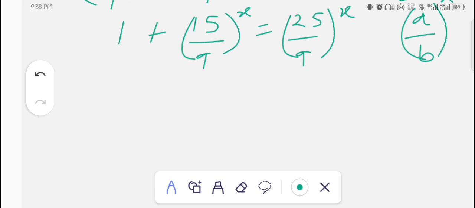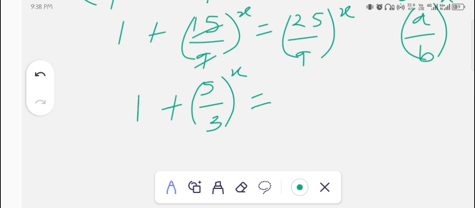Very good. Now you see that we can simplify 15 and 9 to give us 5 upon 3. Since 3 divides 15, it gives us 5, and 3 divides 9 to give us 3. So we have this power x here. Here we have our plus 1.